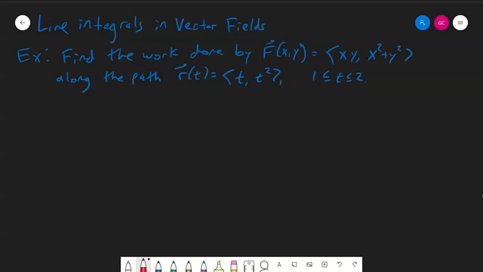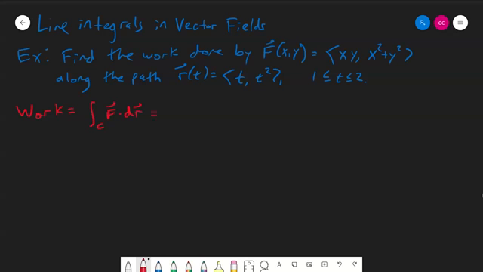Okay, now let's find the work done by the vector field xy, comma x squared plus y squared along the path parameterized by r of t is t comma t squared, where t goes from 1 to 2. So remember that when you're looking for a work, what you really want is the line integral of f dr.